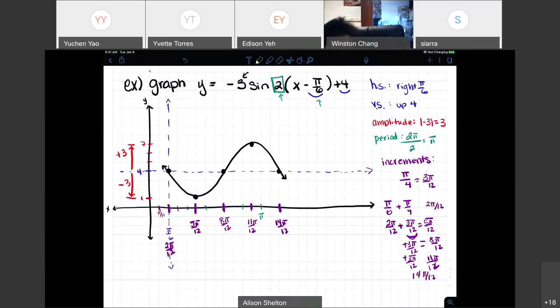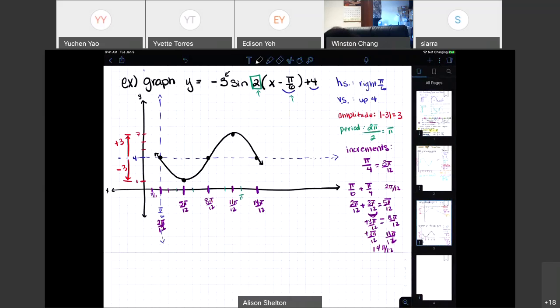Let's do our next one. This is the same paper. Okay. Cosine is going to be the same thing with radians.